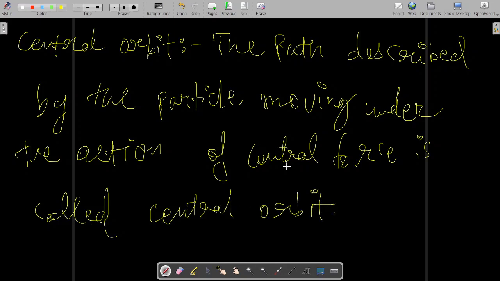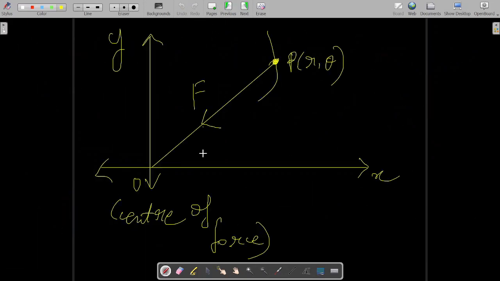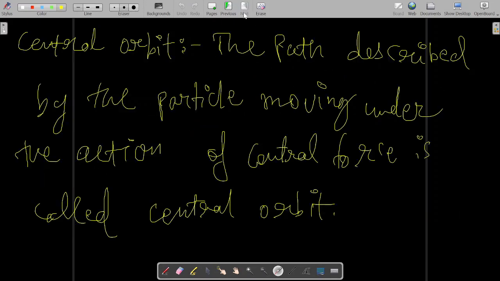Okay, this is what is your central orbit. Now we will understand. This is the orbit described, the path described by the particle moving under this central force. So that is called your central orbit. The path described by the particle moving under the action of central force is called central orbit. Okay, so this is a very straightforward thing.